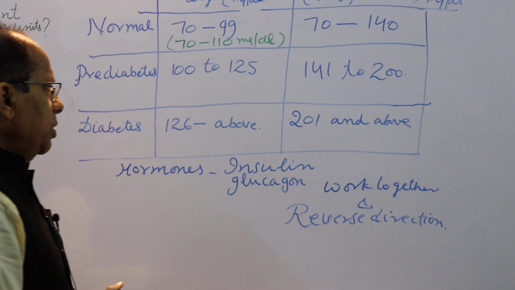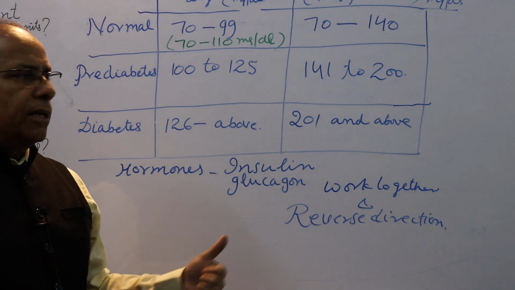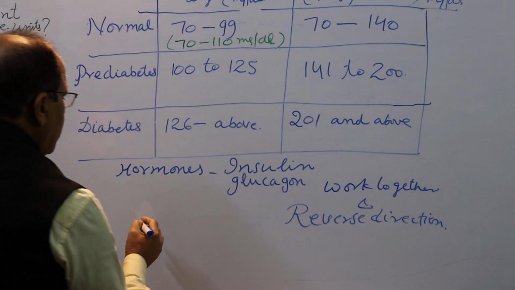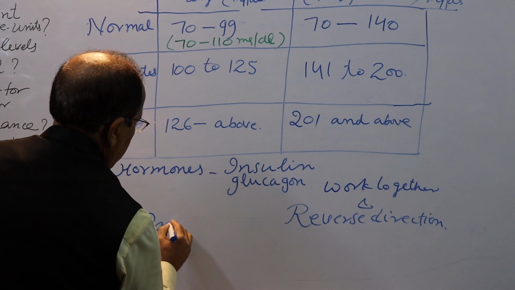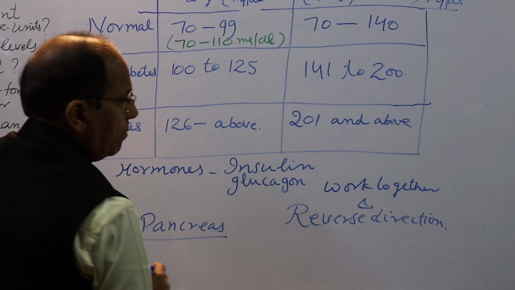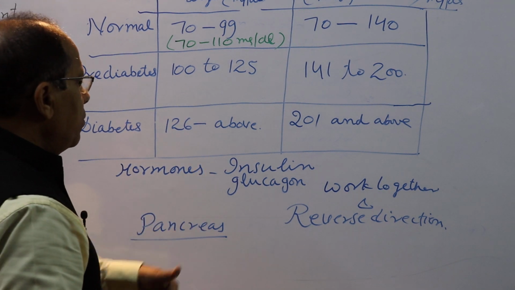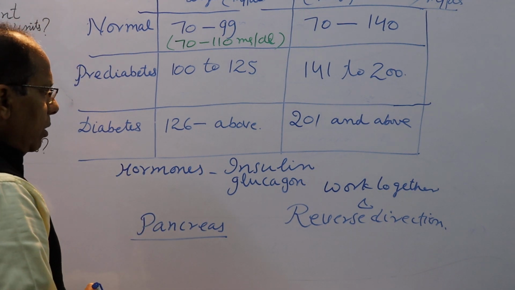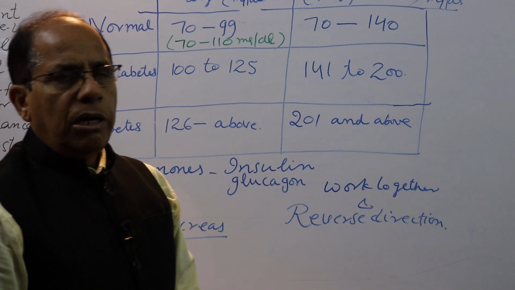Now the question is, which part of the body secretes these hormones? Pancreas. The pancreas in our body secretes these hormones, insulin and glucagon, which control the blood sugar level.